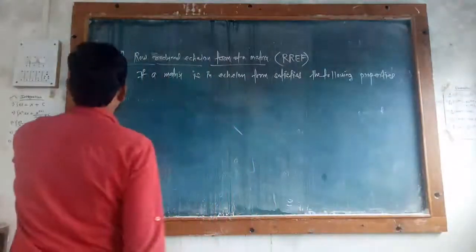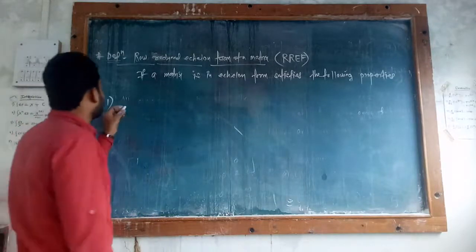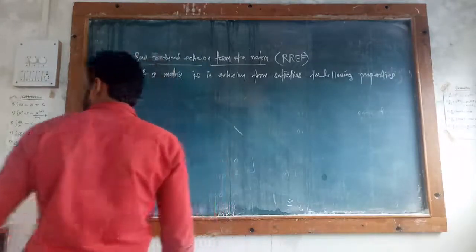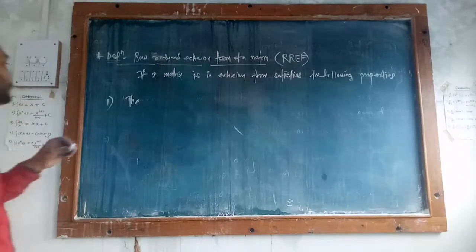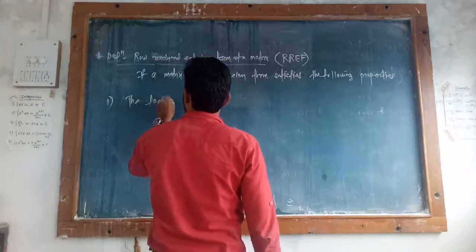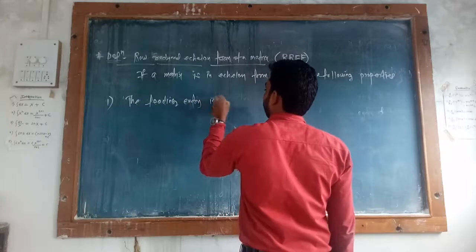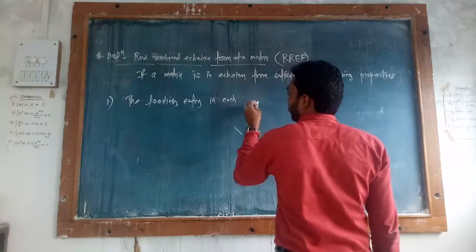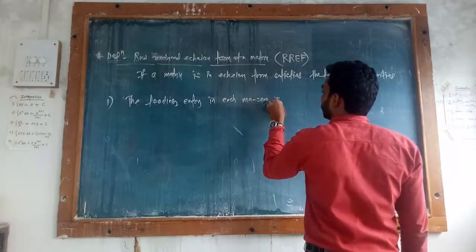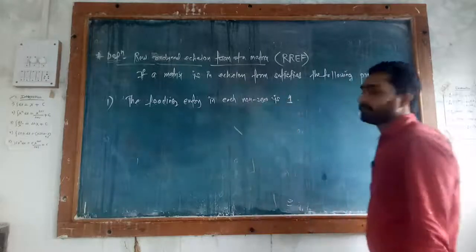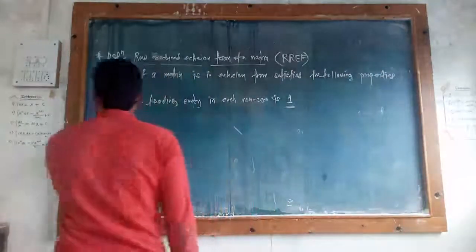Your first property is that the leading entry in each non-zero row is 1. The leading entry in each non-zero row becomes 1. This is your first property for row reduced echelon form.